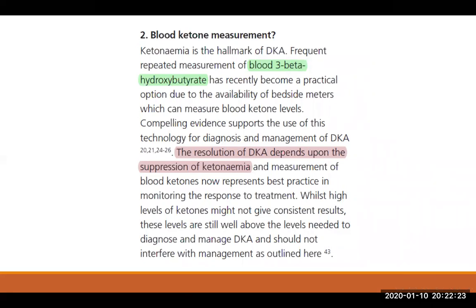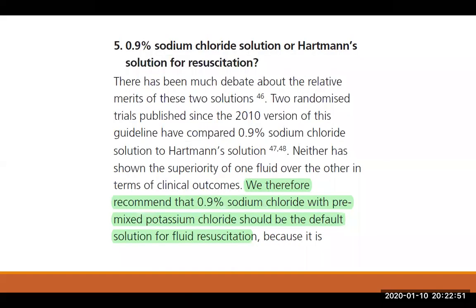The blood ketone measurement is important because we have a lot of ketone bodies, 3-hydroxybutyrate. This is pathognomonic for DKA, and the others are the ketone bodies acetoacetate and acetone. The most specific one is the 3-beta-hydroxybutyrate. This is the most important one. And resolution of DKA depends upon the suppression of ketonemia. So we must know when the DKA is resolved: when ketone body is less than 0.3.